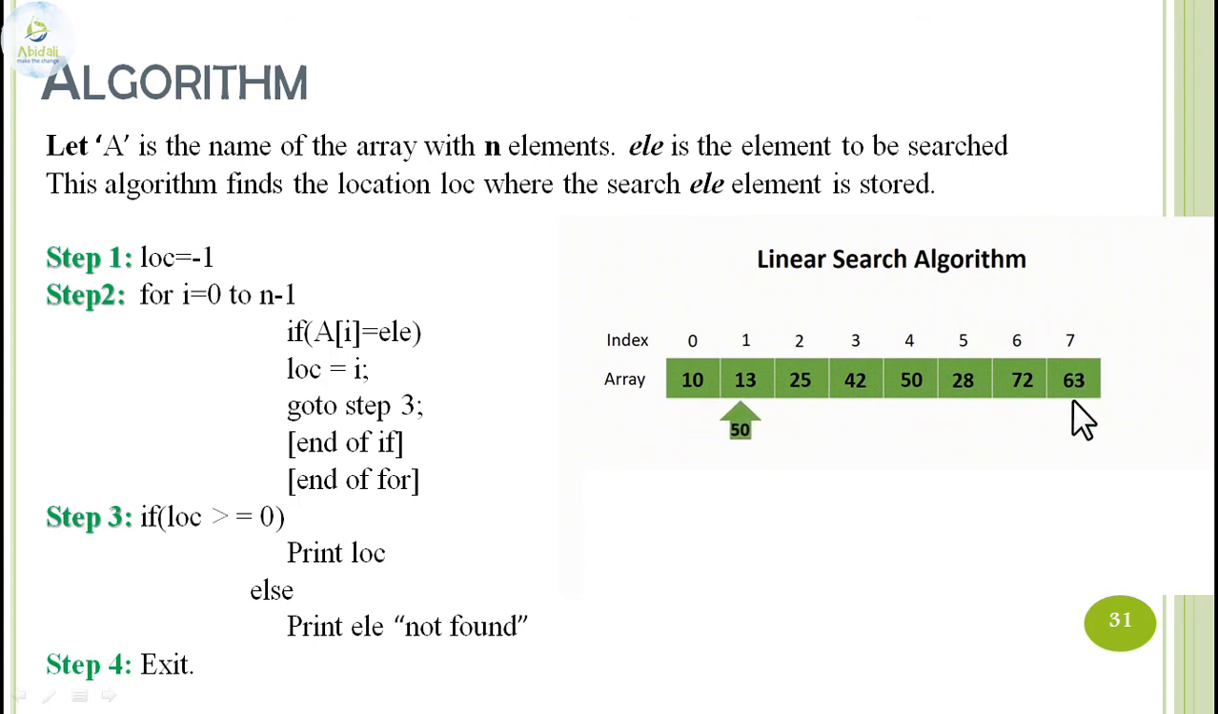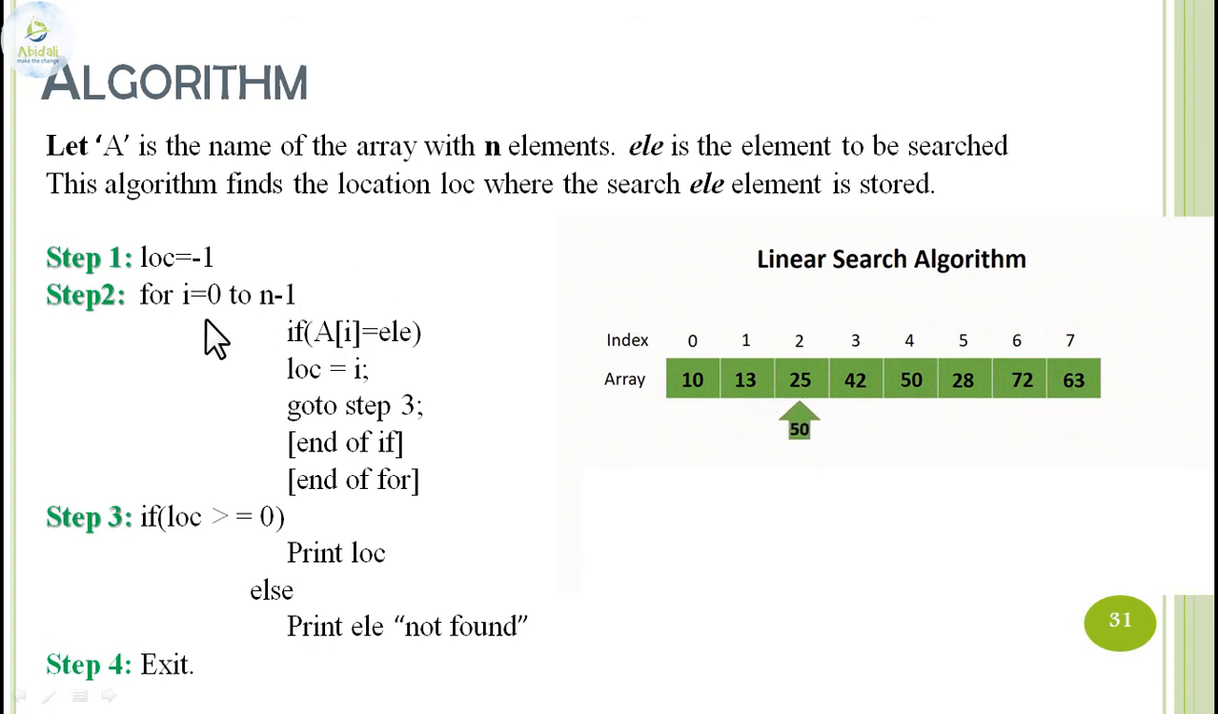The size, or the length, of the array can be found by using the formula length is equal to ub minus lb plus 1. What is lb? 0. What is ub? 7. That is 7 minus 0 plus 1, which is equal to 8. Totally 8 elements are present, that is 1, 2, 3, 4, 5, 6, 7 and 8 elements are present.